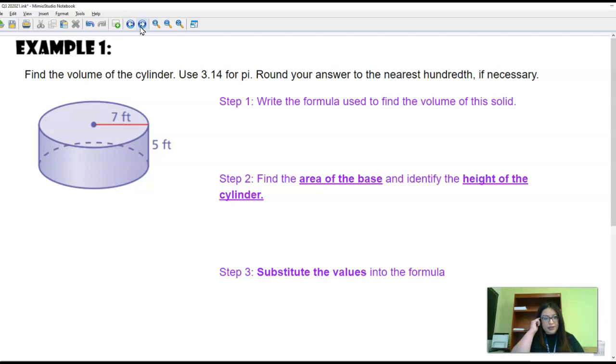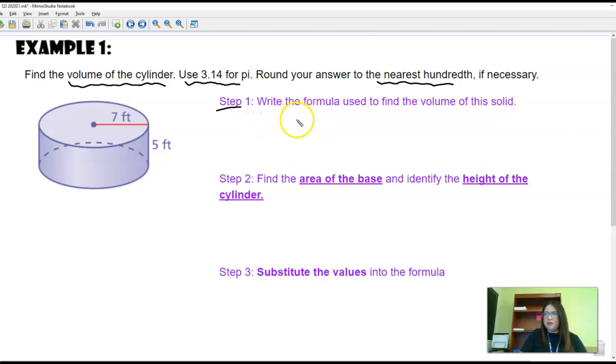Okay, so let's try an example where we actually find the volume. Okay, so it says, find the volume of the cylinder. Use 3.14 for pi. Round your answer to the nearest hundredth if necessary. So these are going to be my steps. I see that it's a cylinder. It's three-dimensional. I need to find the volume. Step 1, write the formula.